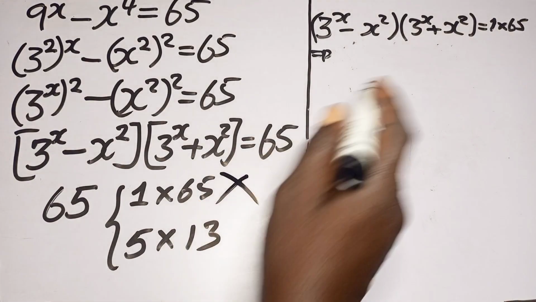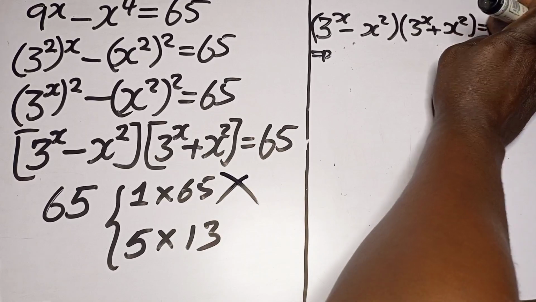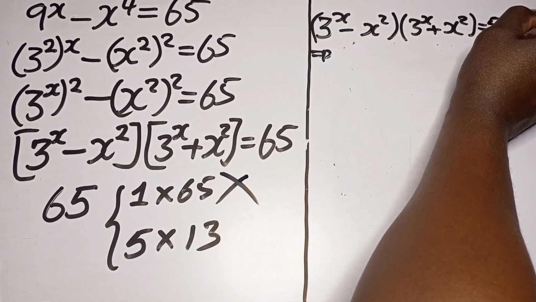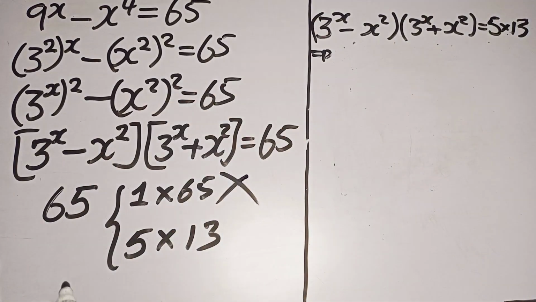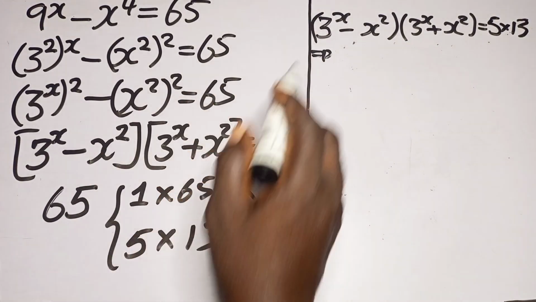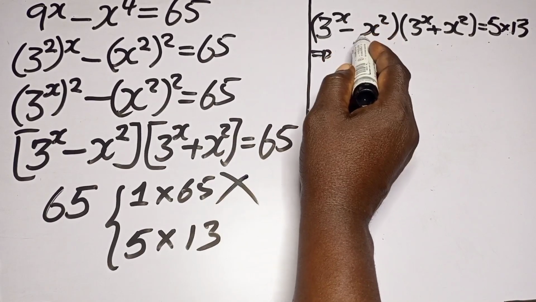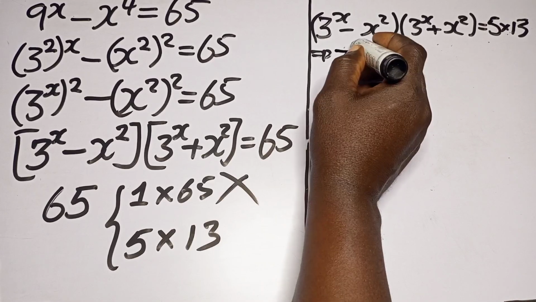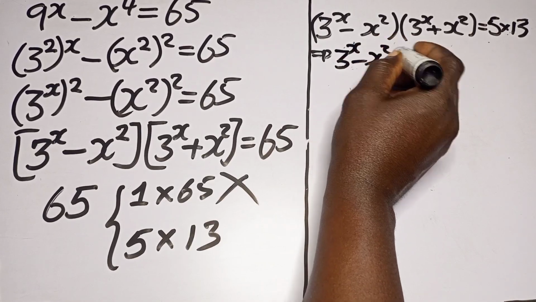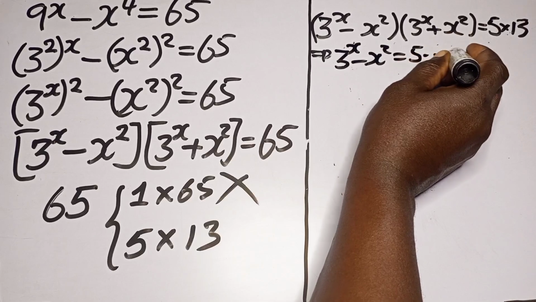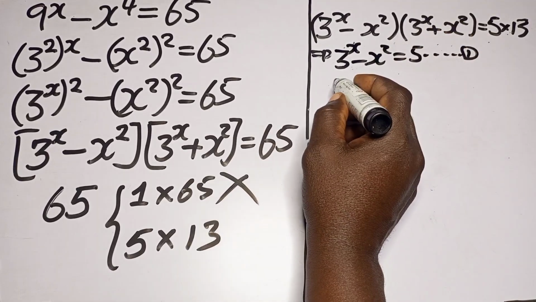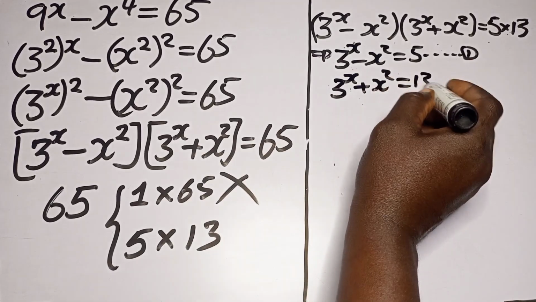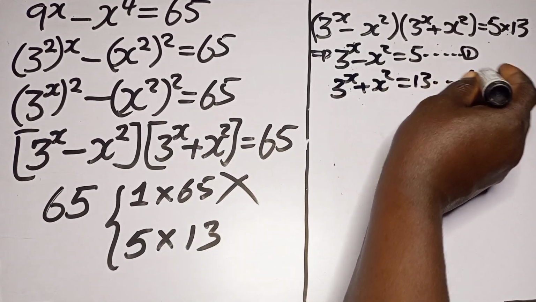Now let's see this one, 5 multiplied to 13. So we just come over here and write 5 multiplied to 13. Okay, let's carry out the same analysis. This factor is supposed to be a smaller value compared to this. So we equate this one, 3 to the x minus x squared, to be equal to 5. We can call that one equation 1. And then the other one, 3 to the x plus x squared, to be equal to 13. We call that equation 2.